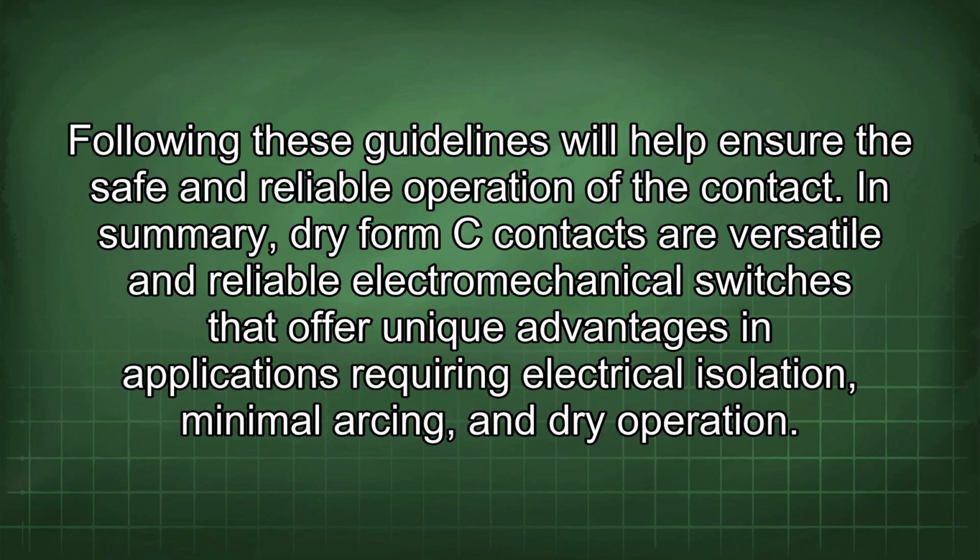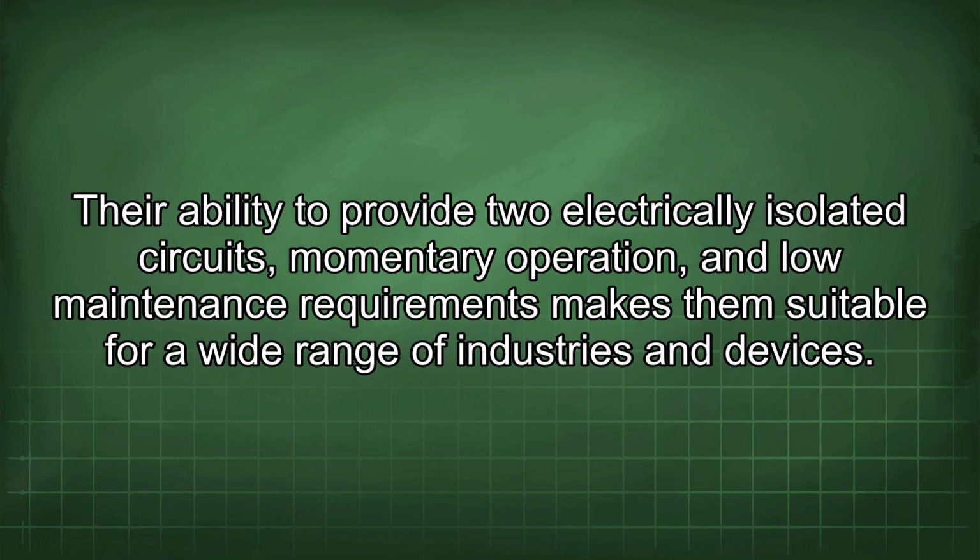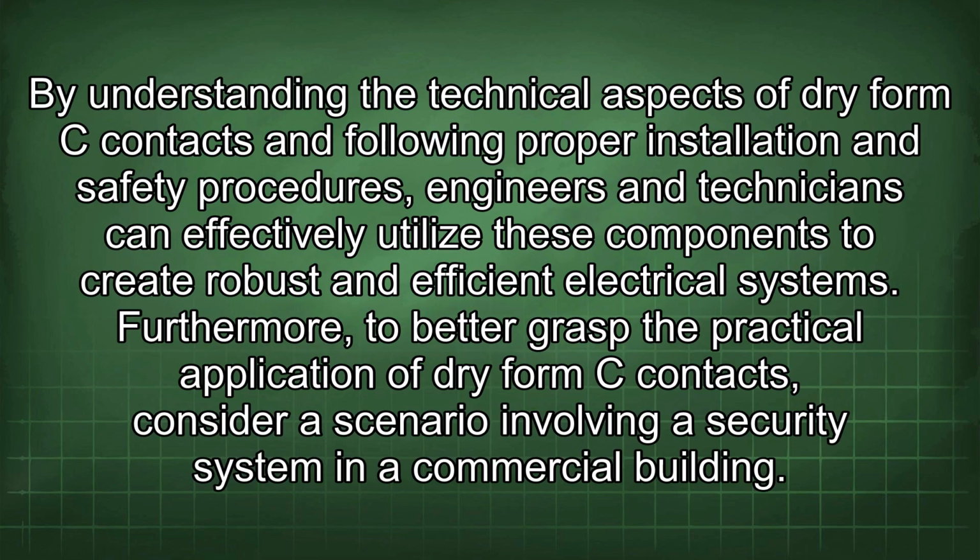In summary, dry-form C contacts are versatile and reliable electromechanical switches that offer unique advantages in applications requiring electrical isolation, minimal arcing, and dry operation. Their ability to provide two electrically isolated circuits, momentary operation, and low maintenance requirements makes them suitable for a wide range of industries and devices. By understanding the technical aspects of dry-form C contacts and following proper installation and safety procedures, engineers and technicians can effectively utilize these components to create robust and efficient electrical systems.